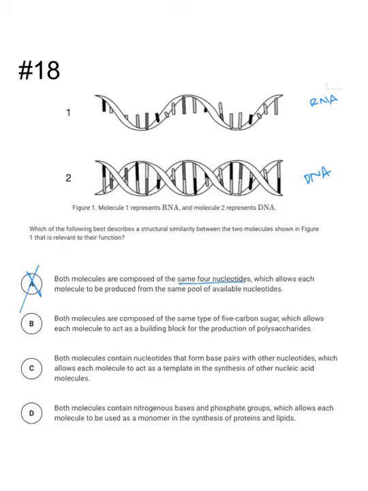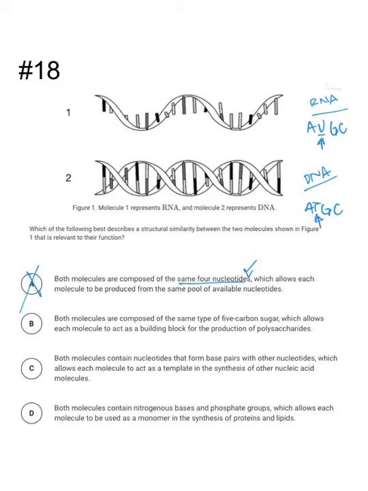If you were to watch my video, which you guys did, you would have found that a structural difference between RNA and DNA is that DNA contains adenine, thymine, guanine, and cytosine. Now, how is this different from RNA? RNA contains adenine, uracil, guanine, and cytosine. So these two nucleotide bases, or nucleotides, are different. So they can't be produced from the same pool of available nucleotides because uracil is inherently different from thymine.